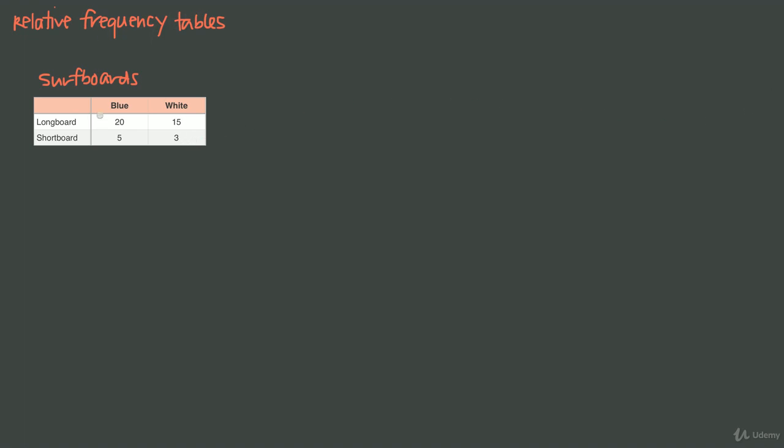So let's just say here that we are going to focus on these blue surfboards right here. So we're just going to look at this column. We're going to ignore the white column for a second. What we want to notice is that we have 25 total blue surfboards. If we add 20 plus 5, we get a total of 25 blue surfboards. The question we want to answer is, of our 25 total blue surfboards, what percentage of those are longboards and what percentage of those are shortboards?